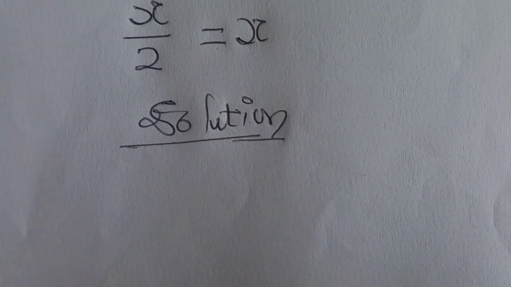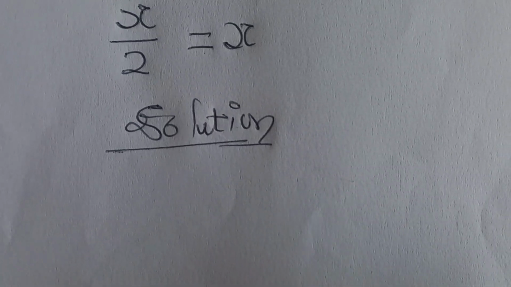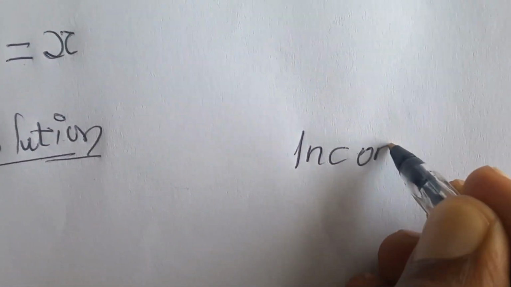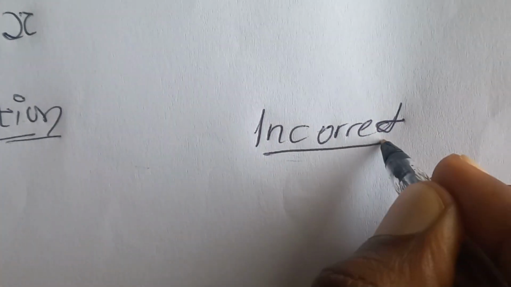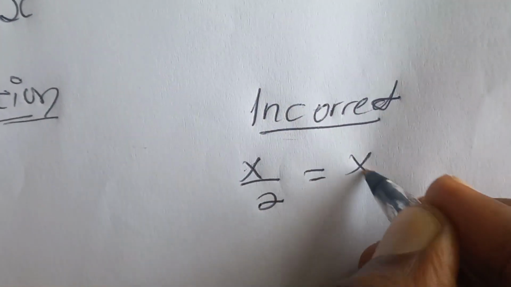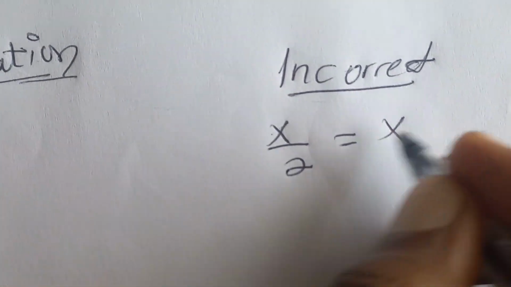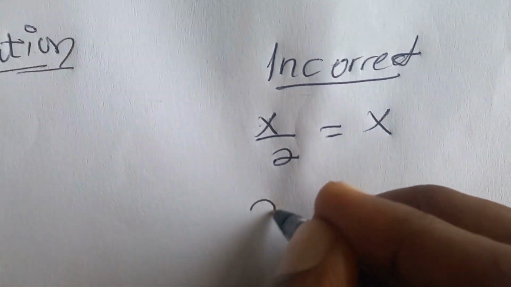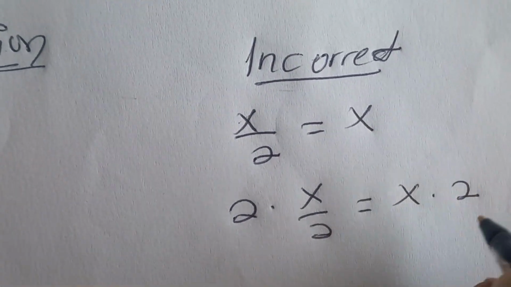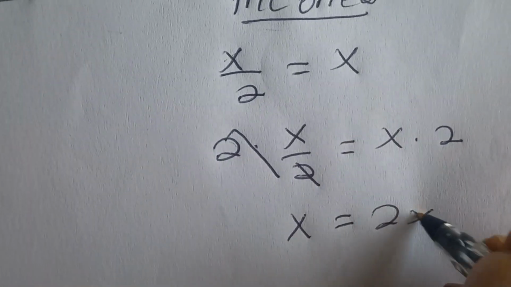We have a way that when you solve it, you are going to get the wrong answer. So, for example, looking at this one is incorrect. You have x on 2, which is equal to x. So from here, we can multiply both sides by 2. So we are going to get 2 multiplied by x over 2, which is equal to x multiplied by 2. So this one will cancel this. We have x is equal to 2x.